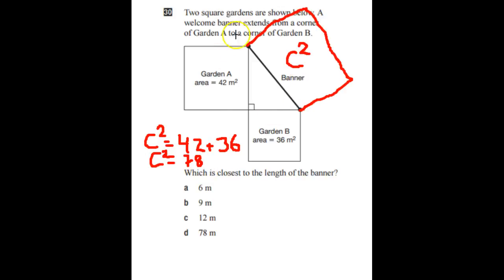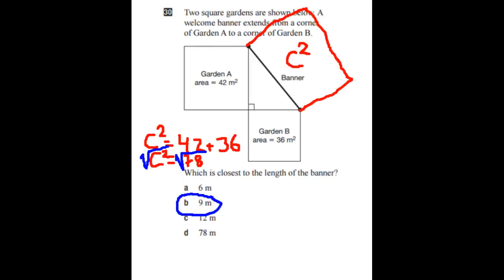So in order to find out what the value is of the length, right here, not the whole area, I need to find out what the square root is of 78. And so I know that the square root of 78 is going to be closest to 9. If I punch in the square root of 78 on my calculator, the value that I get is closest to 9 meters, and so that will be my answer.